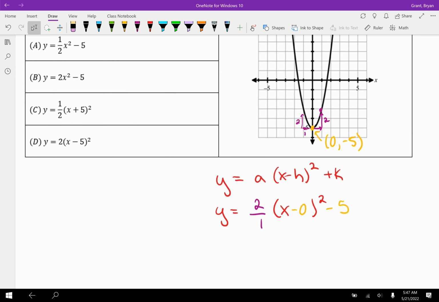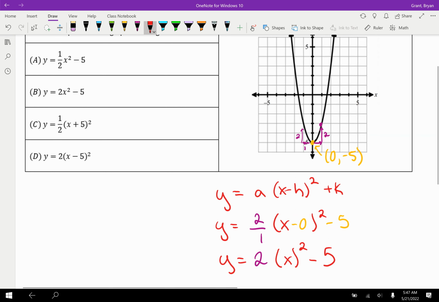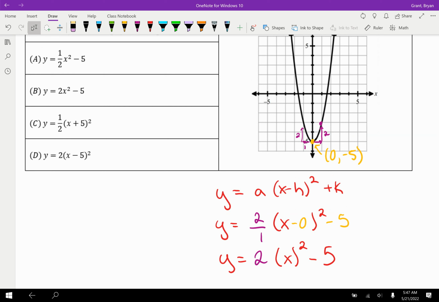So let's simplify this down a little bit. As we simplify, we should realize that 2 over 1 would almost certainly just be written as 2. And then x minus 0 squared, well, we don't actually need a minus 0. That's not really doing anything. So we can just put x squared, and then the minus 5 at the end. Can you see the answer now? Hopefully you can identify that answer as B, right? 2x squared minus 5.